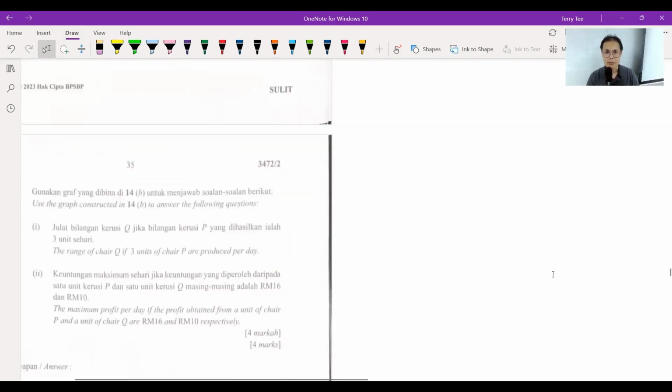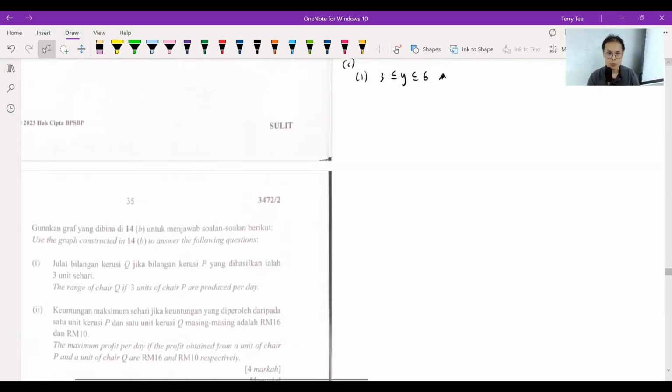Then keuntungan maksimum sehari jika keuntungan yang diperoleh daripada satu unit kerusi P dan satu unit kerusi Q adalah masing-masing RM16, RM10. So 16x, RM16 times x plus 10y. If you earn RM16 from one kerusi P, it's 16 times 1. If you make x kerusi P, it is 16x. The same thing for kerusi Q. One kerusi Q, you make RM10. If you make y kerusi Q, it is 10y.